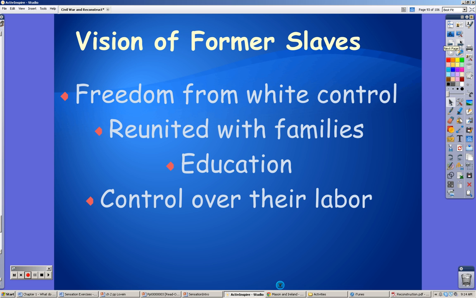They wanted to be reunited with their families, remembering that during the Civil War and during slavery, slaves would be sold even if they were with their family because you could get more money if you sold slaves individually. So they wanted to be able to find their families. They wanted an education because education is the key, and they wanted to control their own labor. They didn't want anyone to be the boss of them. So they wanted to be able to do what they wanted to do and make money for it.